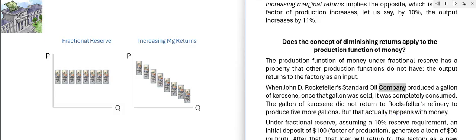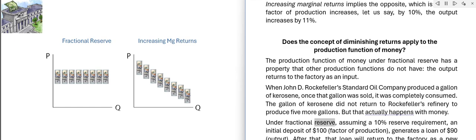Rockefeller's Standard Oil Company produced a gallon of kerosene. Once that gallon was sold, it was completely consumed. The gallon of kerosene did not return to Rockefeller's refinery to produce 5 more gallons. But that actually happens with money.